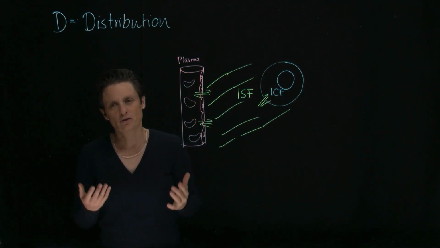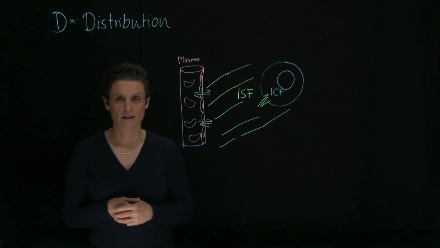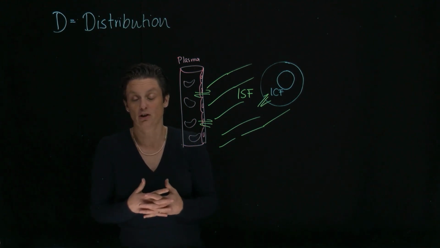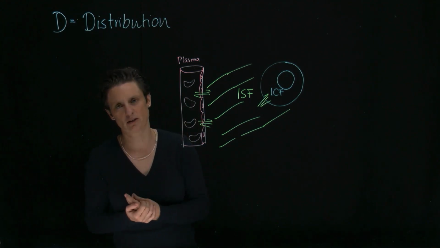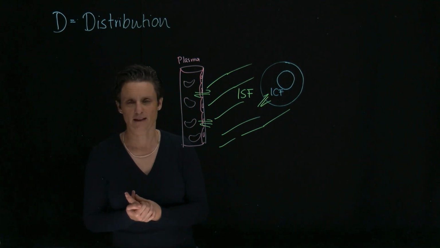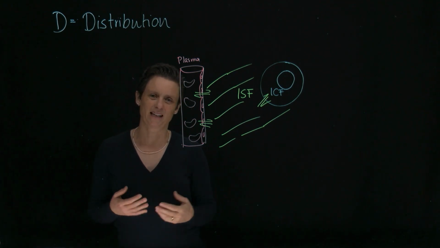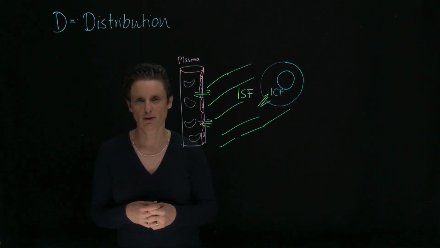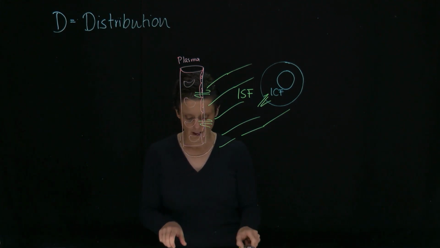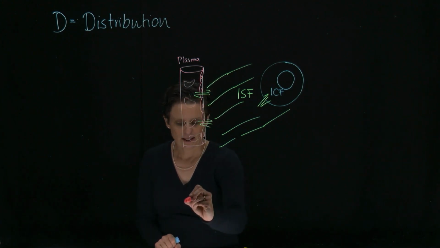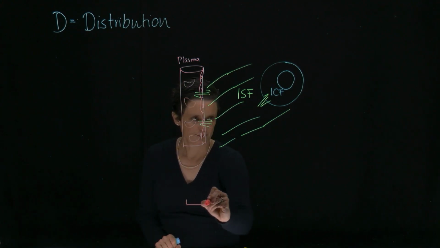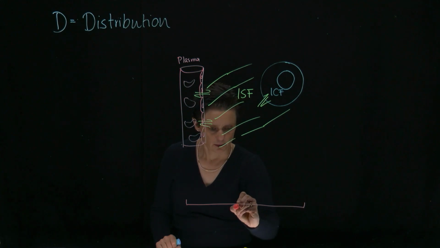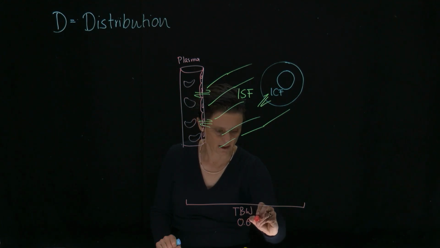So in order to understand where the drug went, if we want to figure out how much we need to get a certain effect, we need to have some numbers in our mind as it relates to total body water. So what we know is that our total body water is 60% of our weight, so 0.6 times weight.